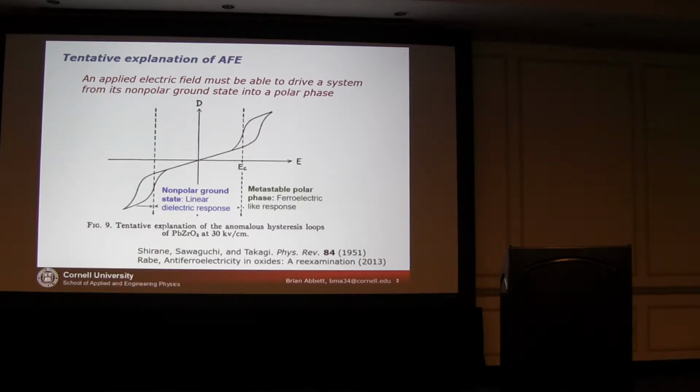Karin Rabe has then recently re-examined this topic of antiferroelectricity and put forth a more formal criterion for what makes a material antiferroelectric. She says that a system must be able to have an applied electric field drive it from its nonpolar ground state into a polar phase for it to be considered antiferroelectric.